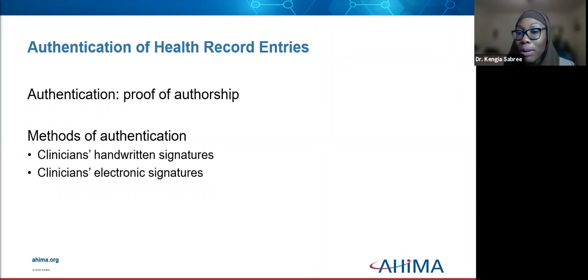TJC allows rubber stamp signatures when there's a statement verifying that the physician is the only one who will use and maintain control of the stamp. But please note that many facilities no longer allow the use of rubber stamps, or they limit its use to certain circumstances. So what's the policy at your facility?